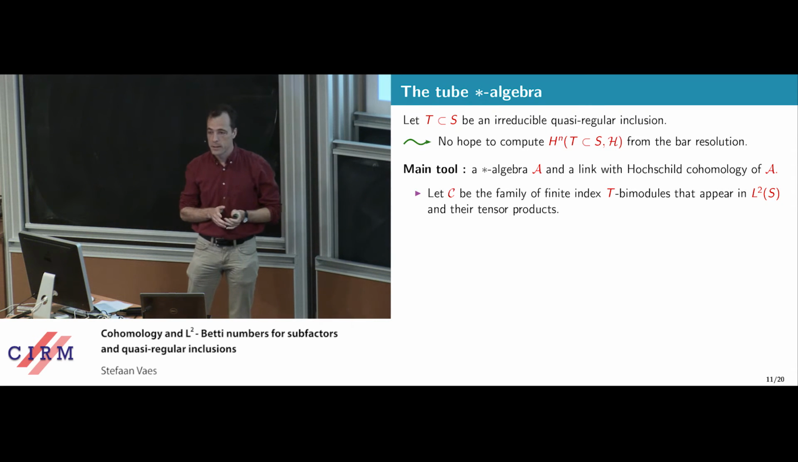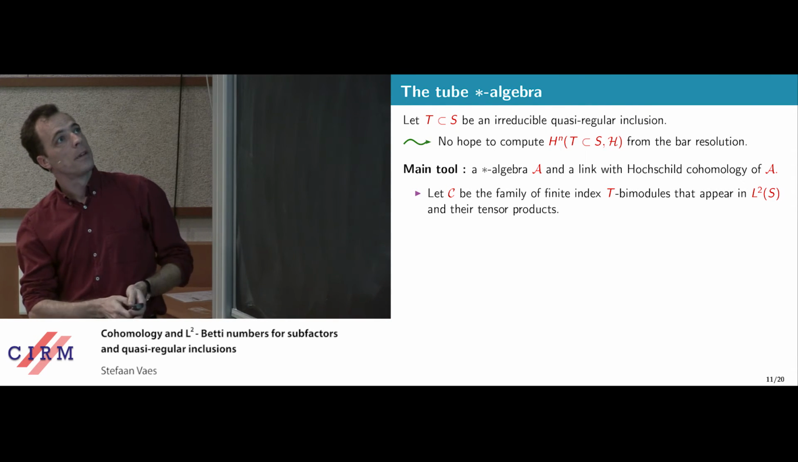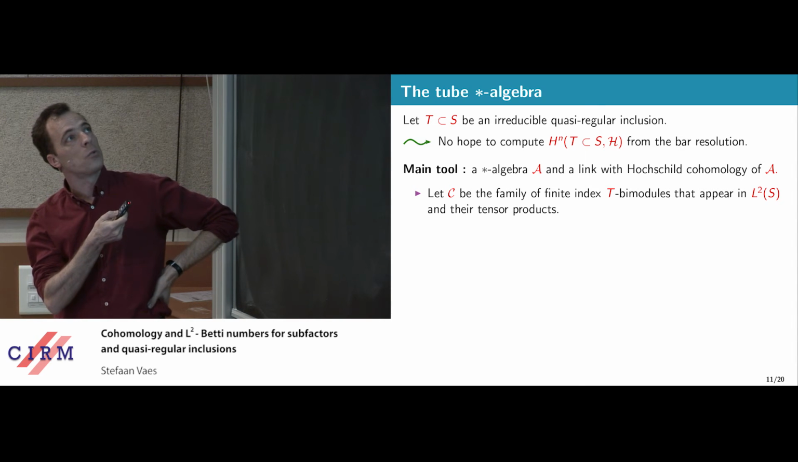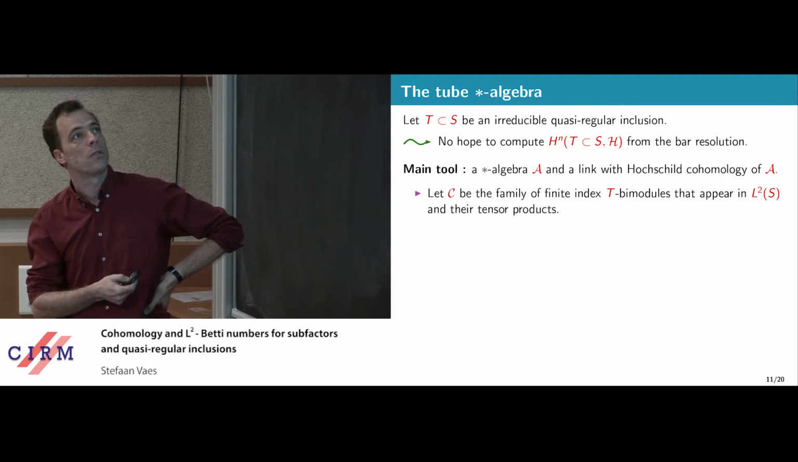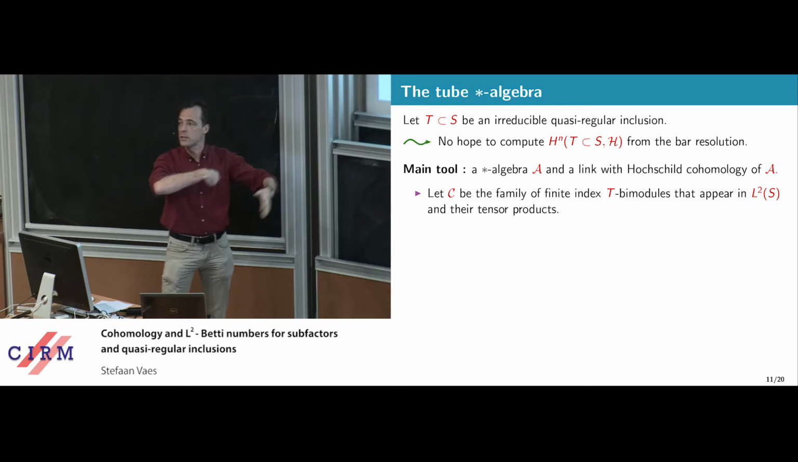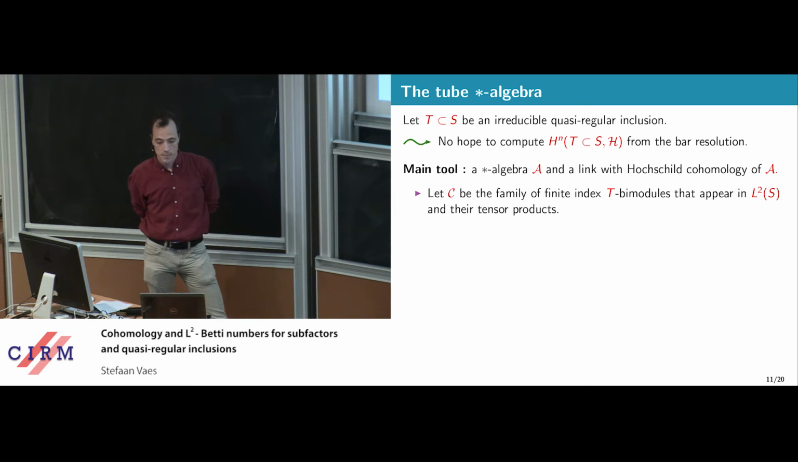So how to build this abstract star algebra? You start with any quasi-regular inclusion, and you first define C to be all the finite index T bimodules that appear in L2 of S. So by definition, S is a sum of T bimodules of finite index. And you take all their tensor products, so you generate, say, the group by these. You call that C.